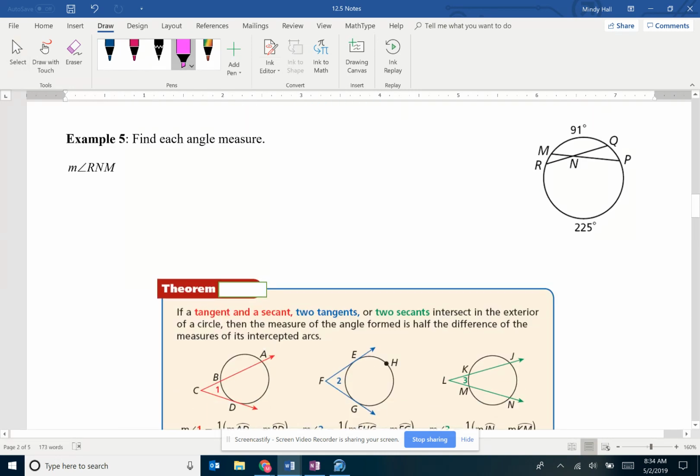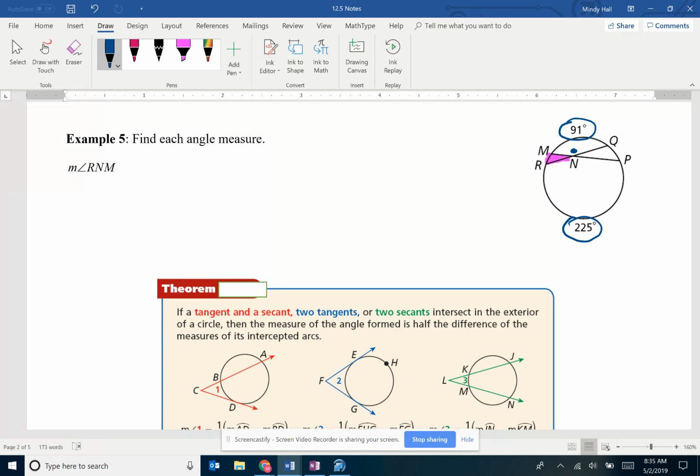So for this one, we want to find RNM. So R to N to M. So this little angle in here. If you notice, we have no arc measurements for this angle. But because we've been using those supplementary angles, we do know that it's supplementary to this angle right here. And for that angle, we have 91 degrees and 225 degrees for its intercepted arcs.